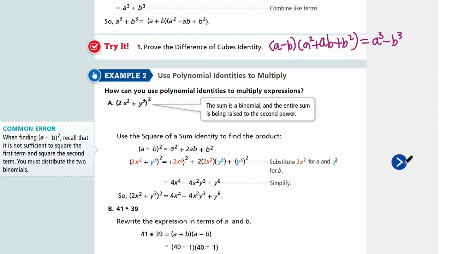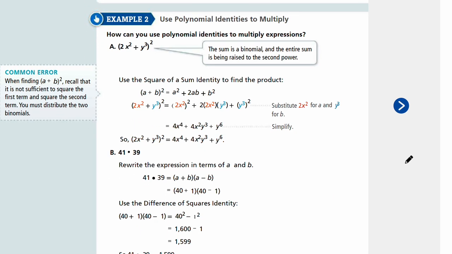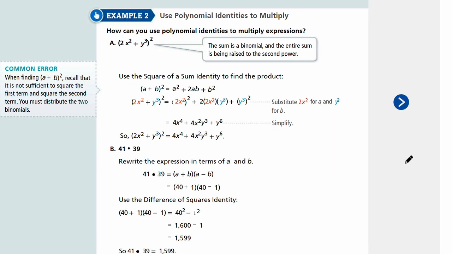Use polynomial identities to multiply. How can you use polynomial identities to multiply expressions? Let's look at some examples. Look at part A. We have the entire binomial squared. It is a binomial, so the entire sum needs to be multiplied. This means you have (2x squared plus y cubed), all of that multiplied by itself: (2x squared plus y cubed) times (2x squared plus y cubed).